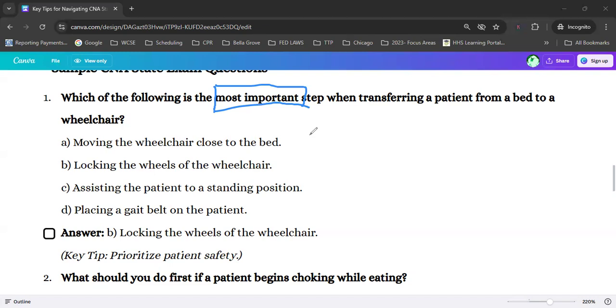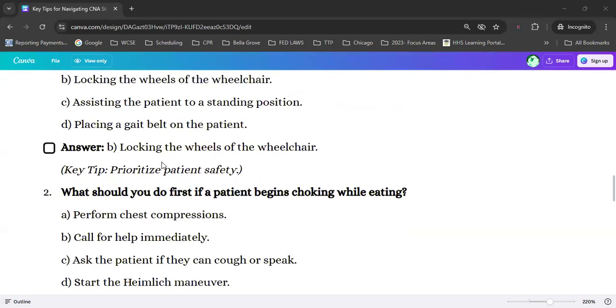And in this question, it's telling us that we have to use one of our concepts, which is that we are prioritizing patient safety, right? That's what we're doing in this example. We're prioritizing patient safety by locking the wheels of the chair, because we know we have to do that once we sit the resident down. So I hope that helped.